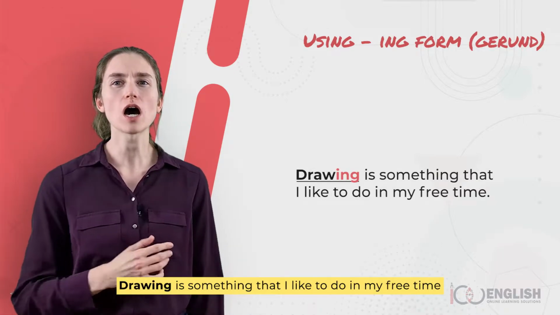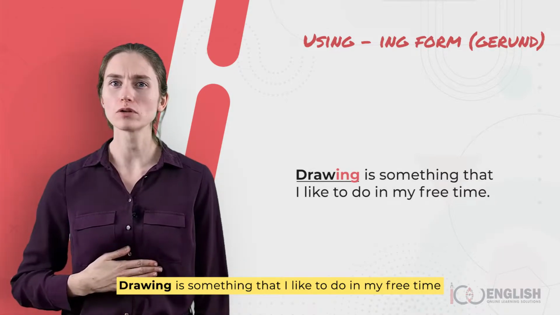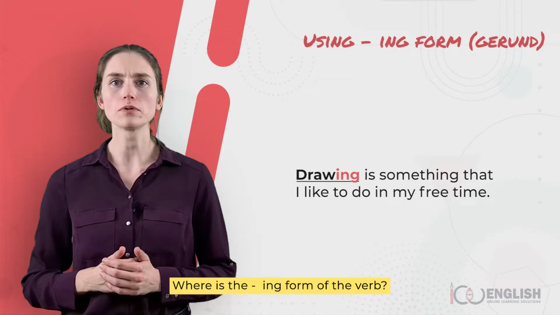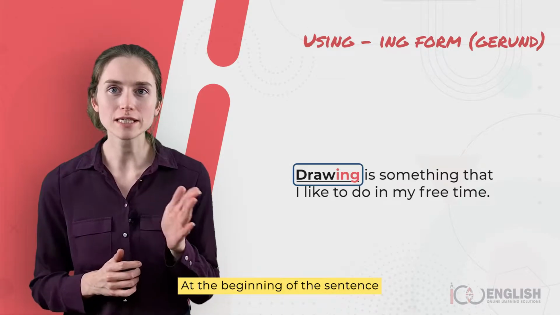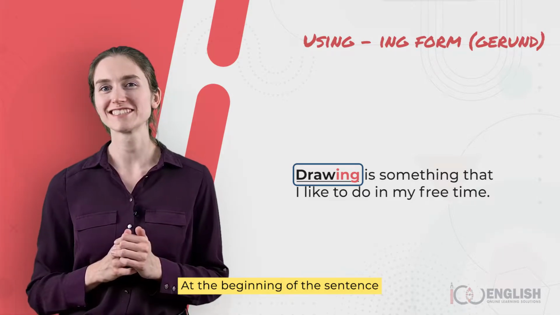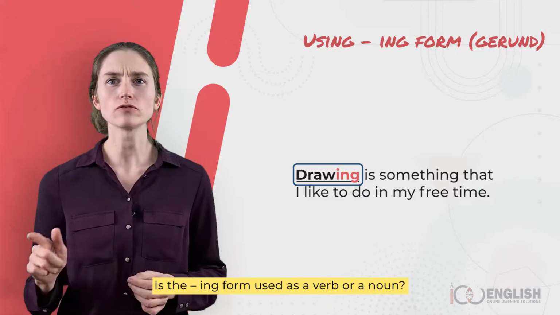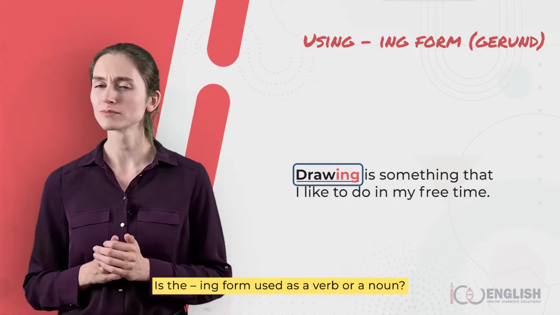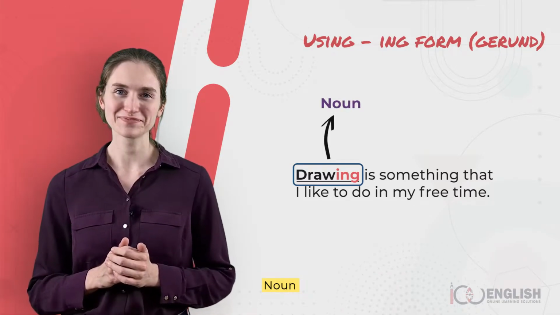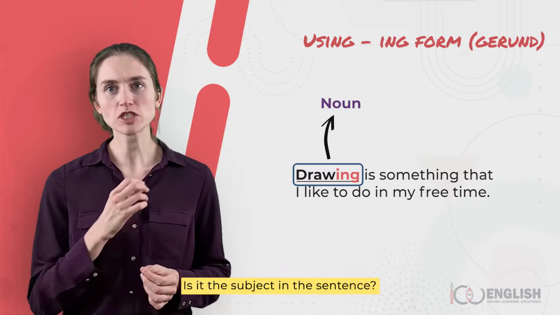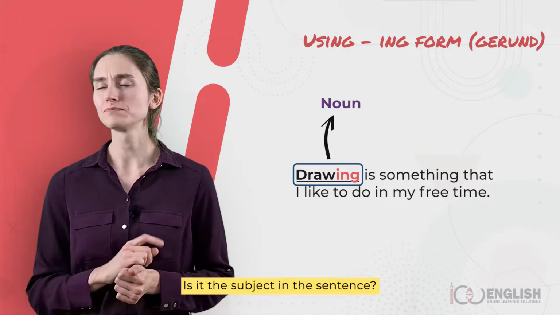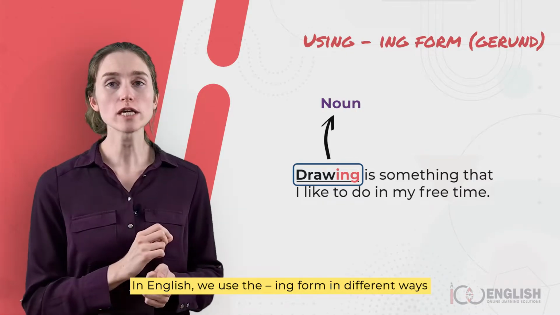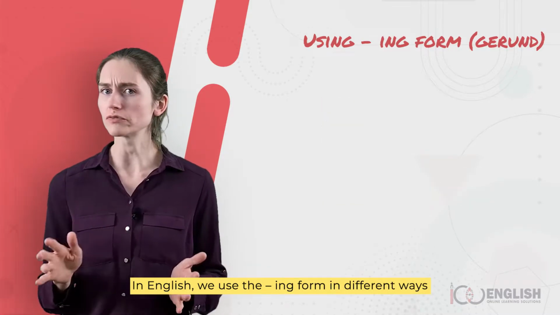Drawing is something that I like to do in my free time. Where is the ing form of the verb? At the beginning of the sentence. Is the ing form used as a verb or a noun? Noun. Is it the subject in the sentence? Yes.